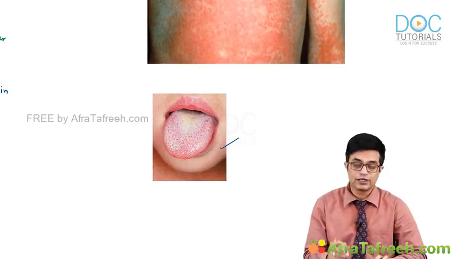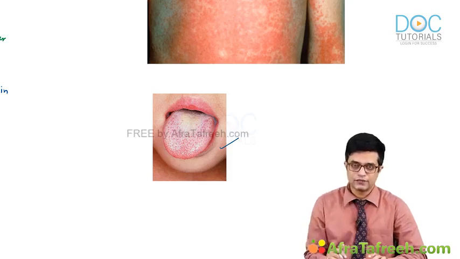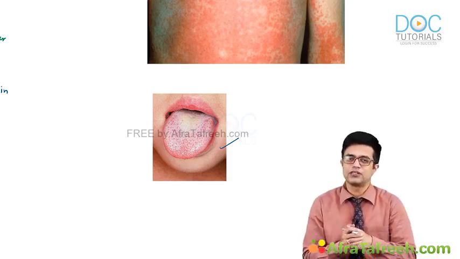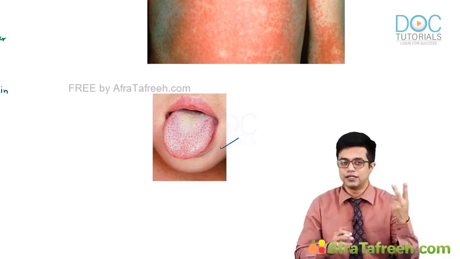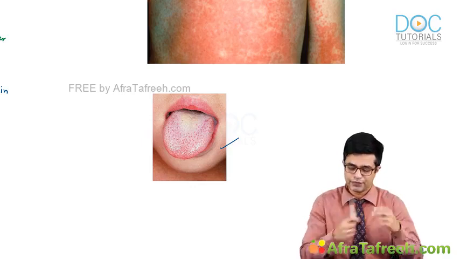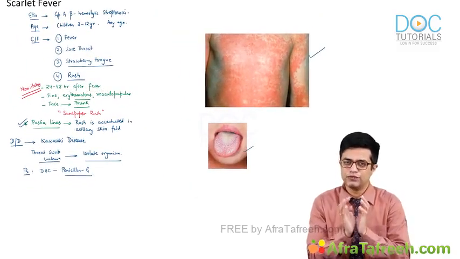This is called a white strawberry tongue. If you remove this exudate which is coating the surface of the tongue, you will find a diffusely erythematous tongue with this appearance. We call it red strawberry tongue. So, strawberry tongue, there are two differentials, Kawasaki disease and scarlet fever. So, this finishes our discussion of scarlet fever as a small brief topic.